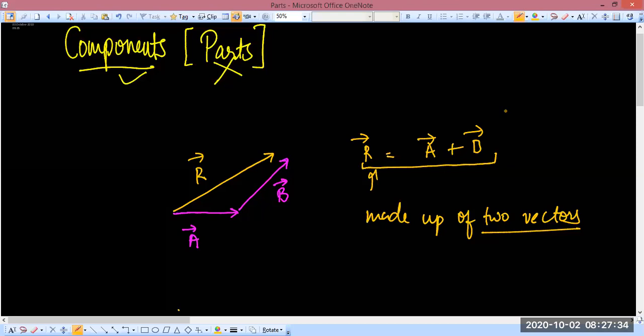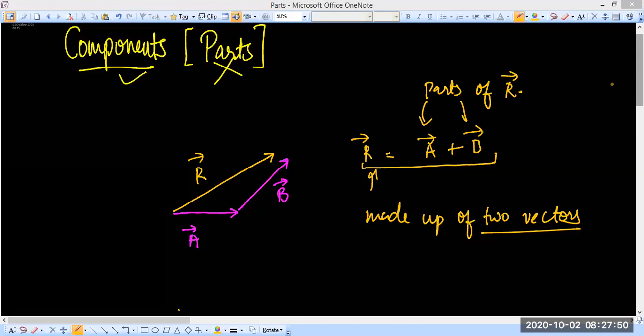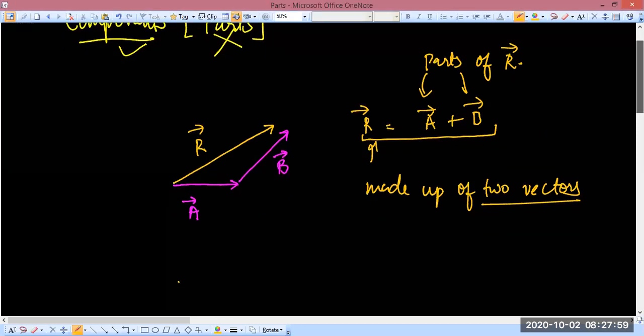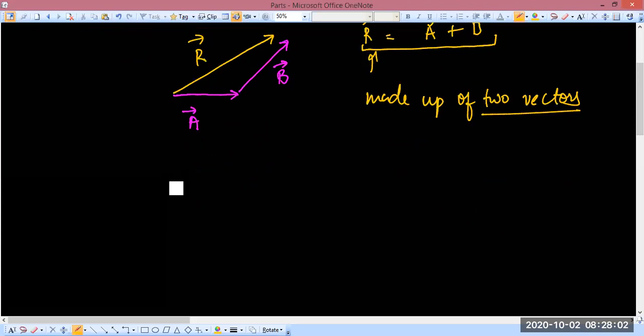Right. Fine. Correct. So we can say that these are two parts or two components of what? R vector. Correct? I think all of you do realize that. Right? Okay. But although this is a very nice way to do it, there is an even better way. And that better way is what people use everywhere, and it is called rectangular components.